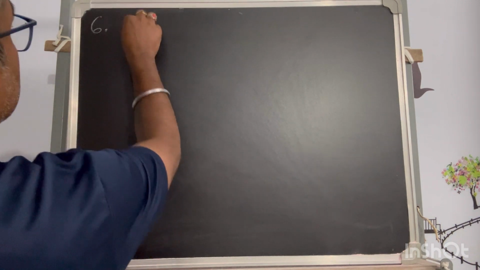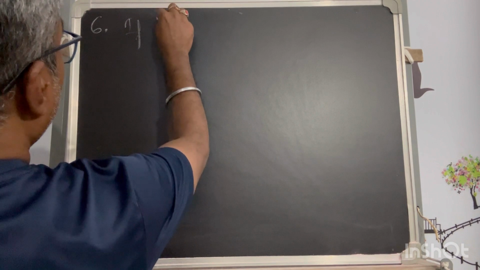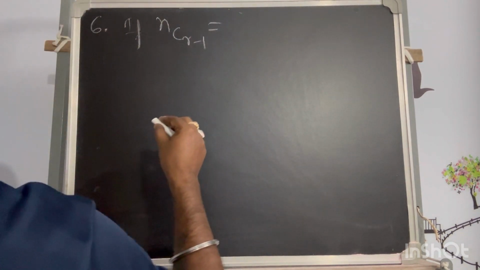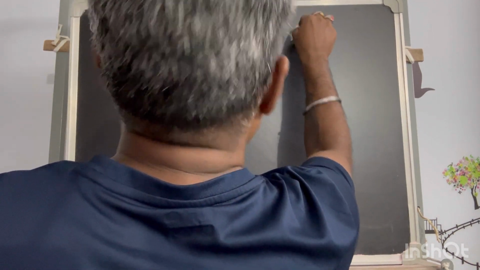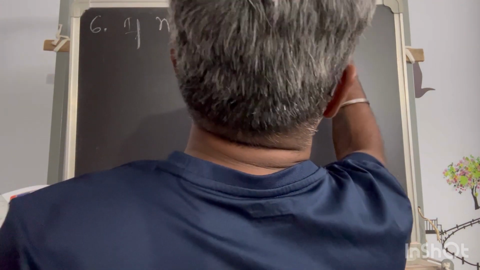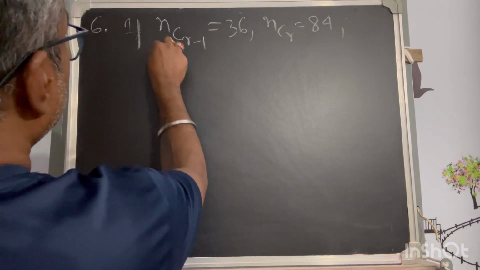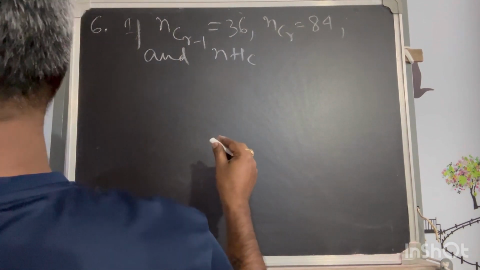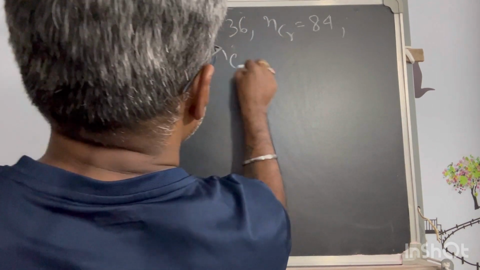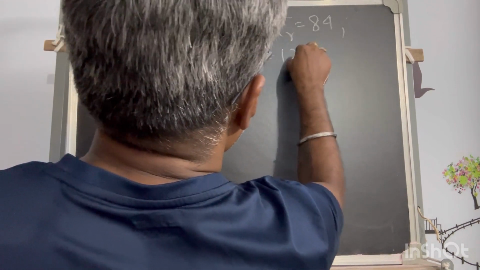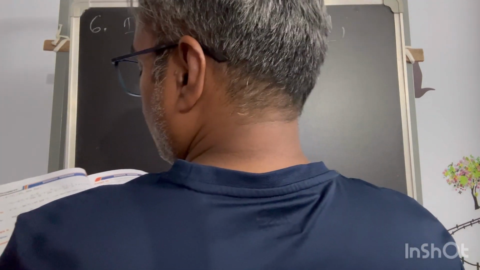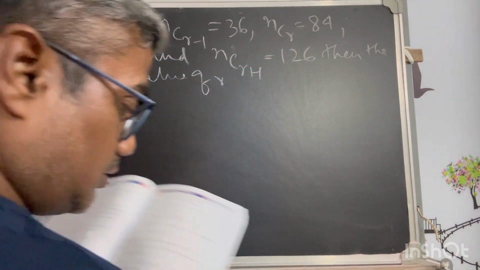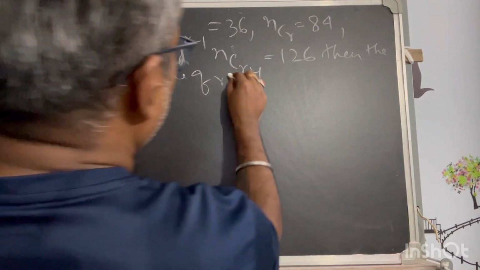Number 6. Number 6 is given: if nC(r-1) is equal to 36, nC(r) is equal to 84, and not n plus 1, nC(r+1) is equal to 126, then the value of r is to be calculated. Okay, value of r is how much?